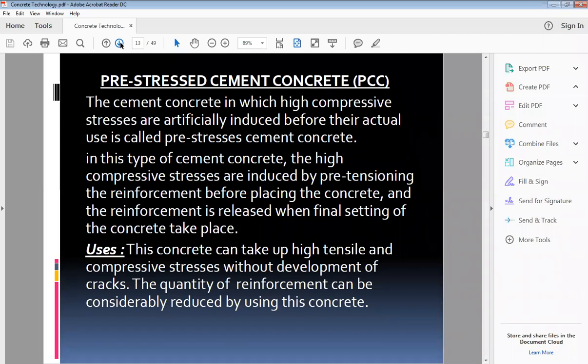In this part, we use reinforcement, but the difference is that we use small diameter bars up to 3 mm, and 8 to 9 of these bars are twisted together before the construction. That is known as pre-tensioning. And when the stresses are given after casting, that is known as post-tensioning. This concrete can take up high tensile and compressive stresses without development of cracks.